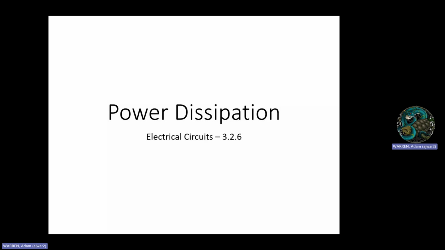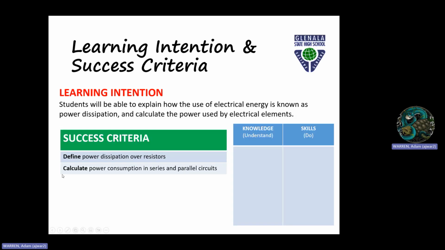Okay, welcome to lecture 6 of Unit 3, Topic 2, Power Dissipation. This video will be covering the main ideas of Chapter 9.3 of Book 1. You should complete this reading before class. Here are your learning intentions and success criteria for this chapter. Please pause the video and attempt to complete the knowledge and skills table.